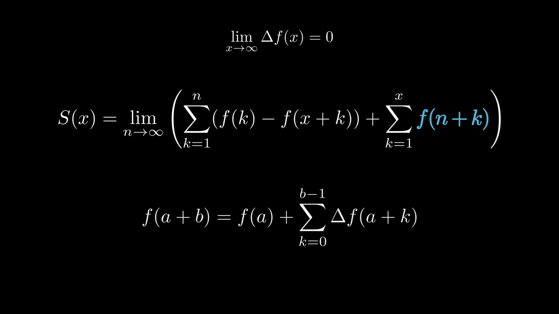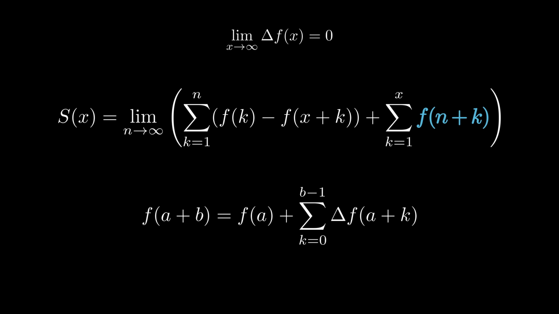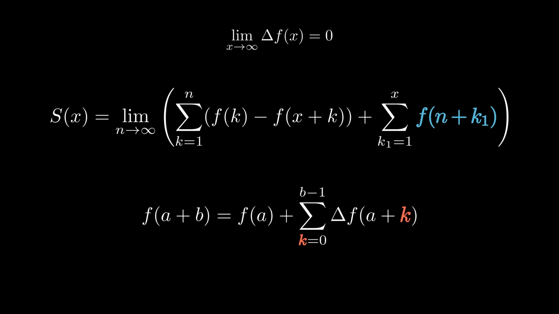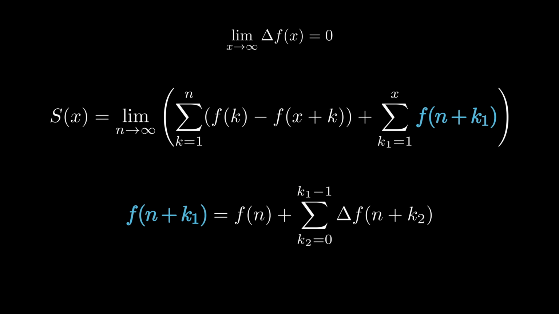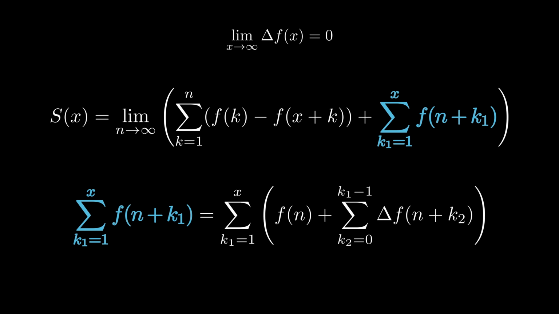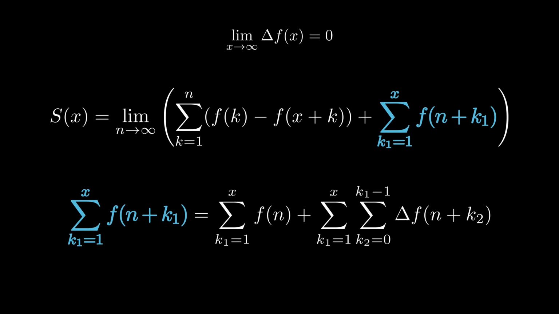But that's where this forward difference formula comes into play. Well, first things first, both these equations introduce the letter k, so I'll rename them to k1 in the first equation and k2 in the second to avoid a conflict. Now we can let a be n, and we can let b be k1, giving us the desired f of n plus k1. Now, in the formula for s of x, this term is in a sum, so we'll take that sum of both sides to make it match. Finally, on the right side, we can distribute the outer sum to both terms.